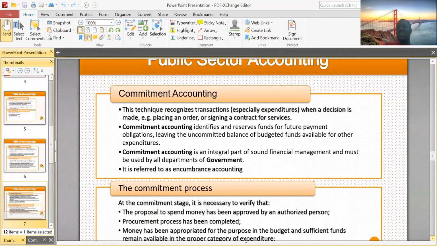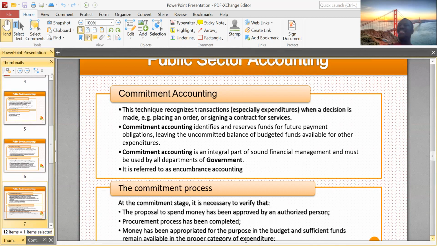Then let's talk about commitment accounting. We are still on the types of techniques. This technique recognizes transactions when a decision is made. Which decision are we talking about? When we sign a contract for services, those kinds of things. A decision is made to spend, for example, by placing an order or signing a contract for services.